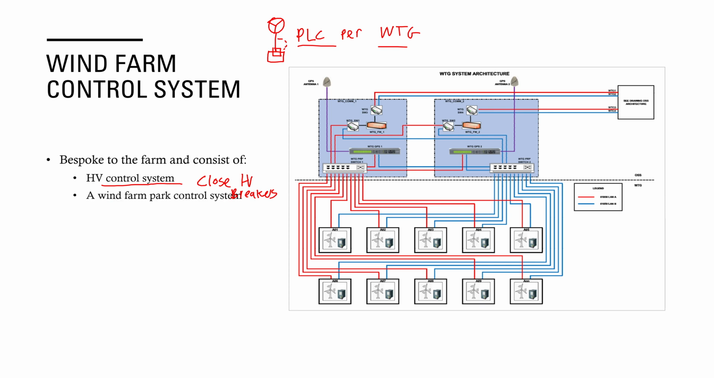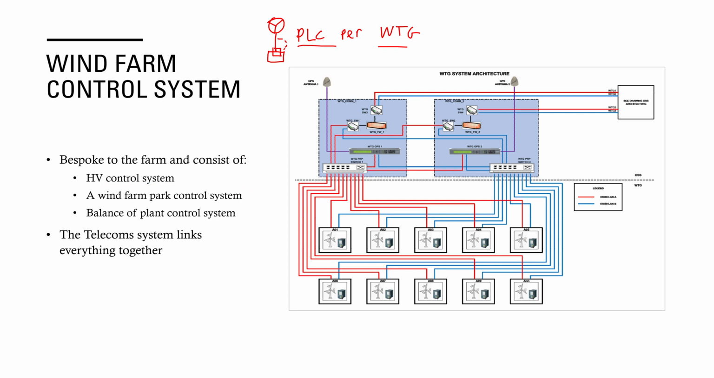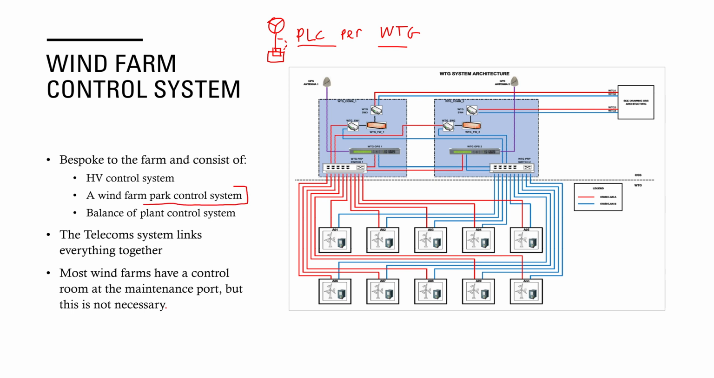There's a wind farm park control system. So this is different from the individual wind turbine control system. The wind turbine control system is only responsible for that turbine. The wind farm park control system controls the park as a whole, monitors the park as a whole, and if a curtailment request is required, it will send individual instructions to the relevant turbines to reduce production.